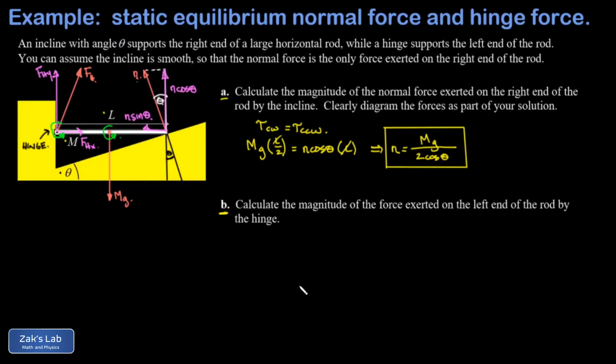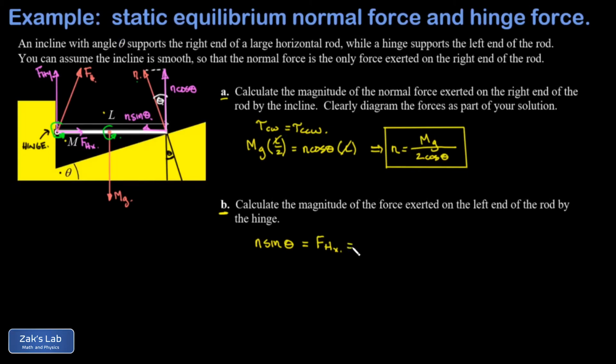So there's only two forces with x components, and that's the normal force with a leftward component and the hinge force with a rightward component. And those x components must balance. So just comparing the magnitudes here, n sine theta is the leftward force on this rod. That better have the same magnitude as FHX, the x component of the hinge force.